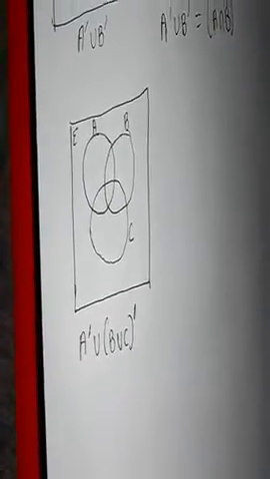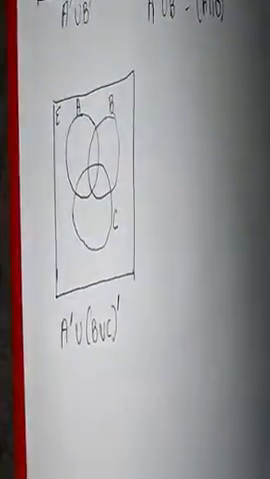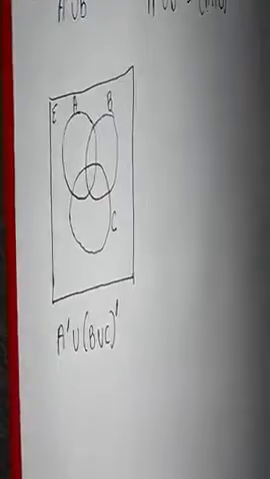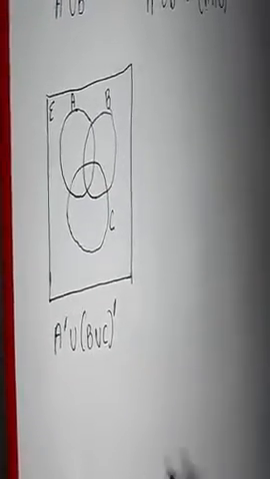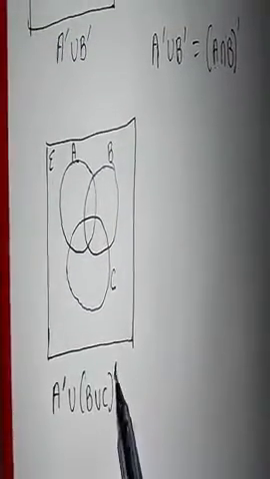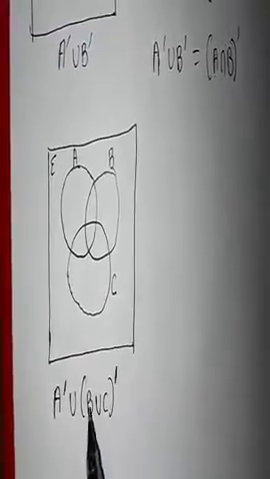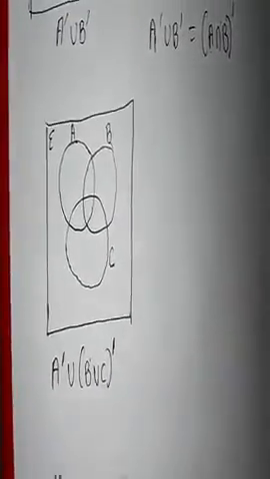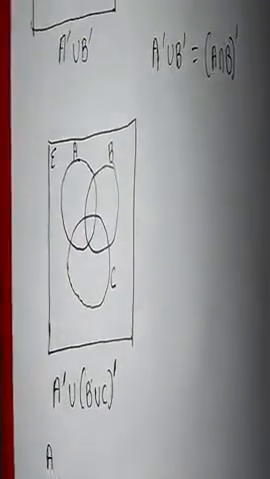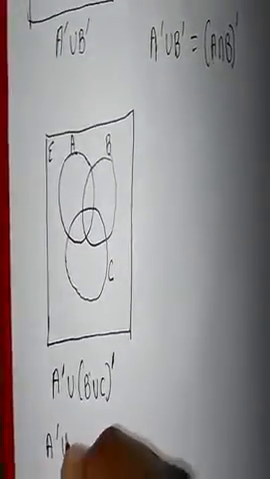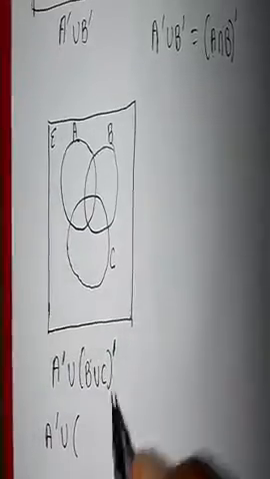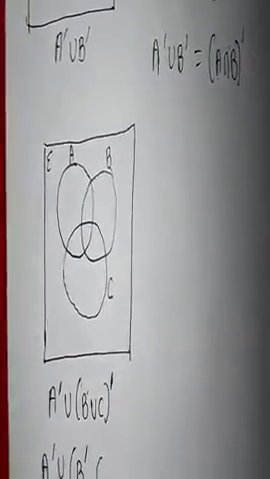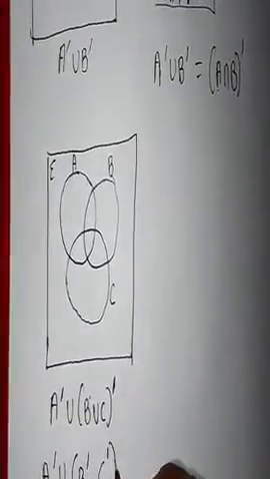So here is one thing you need to note about this part, because it's going to be tricky. So I advise you to do this. This complement, you're supposed to distribute it inside of the brackets. So it's going to be like this: A complement union open, it will be B complement, C complement, like this.